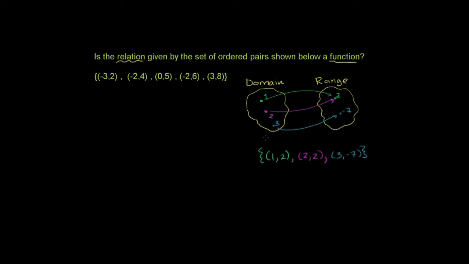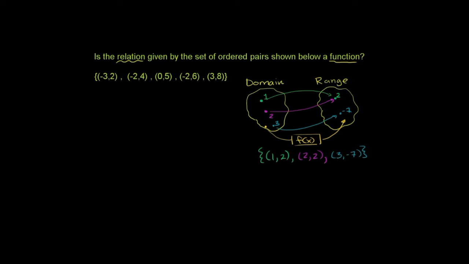Because over here you pick any member of the domain, and the function really is just a relation. It's really just an association, sometimes called a mapping, between members of the domain and particular members of the range. So you give me any member of the domain, I'll tell you exactly which member of the range it maps to. You give me 1, it definitely maps to 2. You give me 2, it definitely maps to 2 as well. You give me 3, it's definitely associated with negative 7. So this is obviously a relation, but it is also a function.